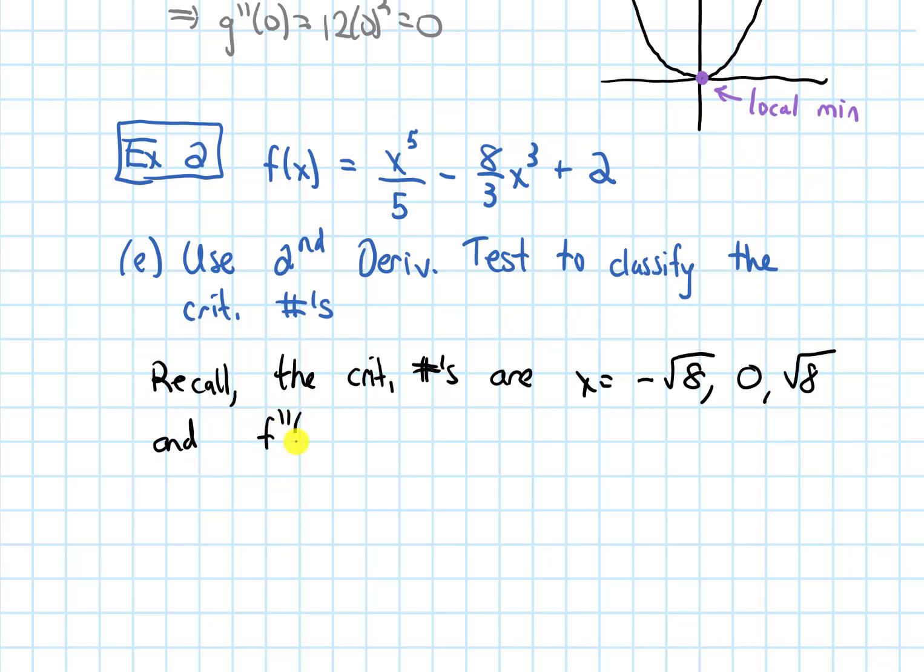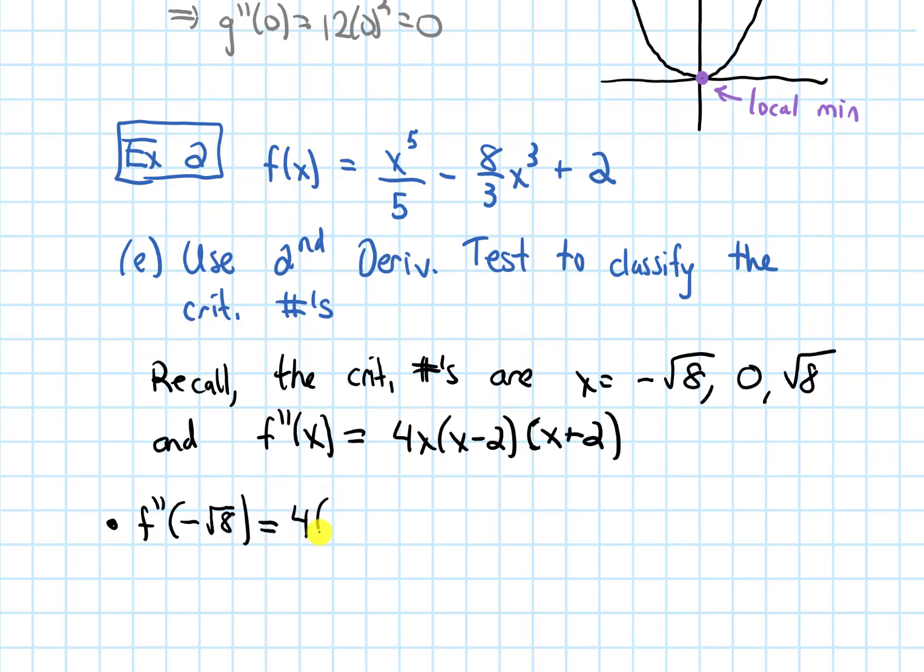And our second derivative, it's going to be nicest to use the factored form of it, which we had gotten earlier. This was 4x times x minus 2 times x plus 2. We had shown this in a previous video. So now let's plug our critical numbers into that second derivative. First, the second derivative evaluated at negative root 8. If we plug that in, we get 4 times negative root 8 times negative root 8 minus 2 times negative root 8 plus 2. And because it's factored, I just need to determine if each of these things is positive or negative.